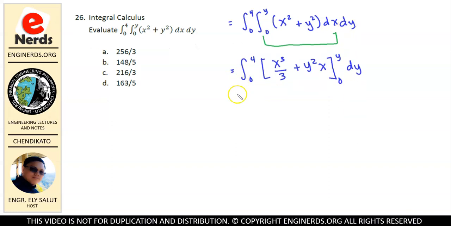Okay? So substitute na natin yan. So this will be equal to the integral from 0 to 4. Then x cubed, substitute natin yung y. We will have y cubed. So y cubed over 3 plus, substitute natin yung x natin to y. So we have y cubed na rin dito. So we have y cubed. Okay? And then, meron pa tayong 0 rito. But if we substitute 0 sa lahat ng x natin, it will be 0 also. No? So hindi na natin yan ilalagay. So we have dy here.